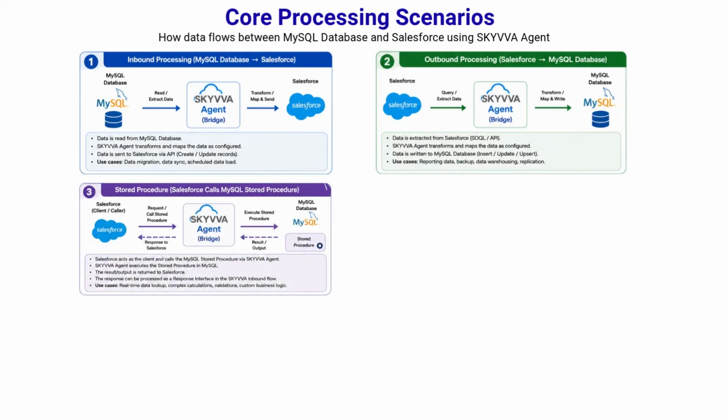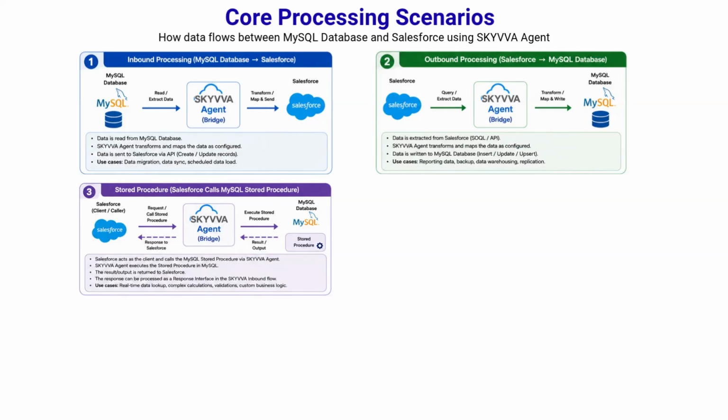Scenario 3, stored procedure. Salesforce calls MySQL stored procedure. In Scenario 3, Salesforce acts as the client application. Salesforce sends a request through SKYVVA Agent to execute a stored procedure in the MySQL database. SKYVVA Agent passes any required input parameters and invokes the stored procedure. The MySQL database executes the business logic and returns the result or output to SKYVVA Agent.